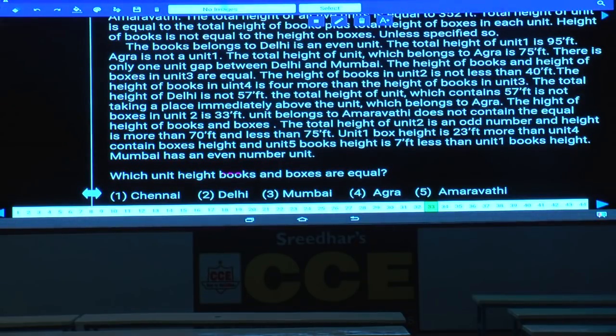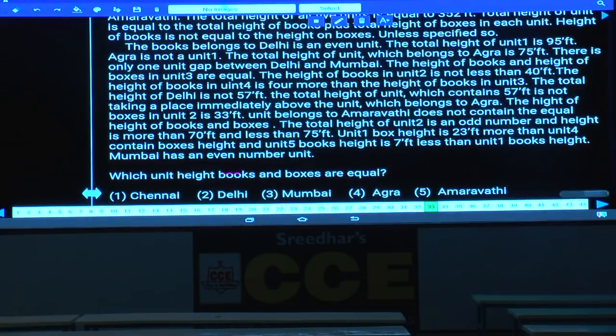And the total height of unit 1 is 91 feet. That means the sum of these two must be equal to 91. Books plus boxes must be equal to 91. And Agra is not unit 1. The height of the unit which belongs to Agra is 75 feet. One is 75 feet, another one is 95 feet, isn't it? 75, 95. Another one we have is 57, isn't it?